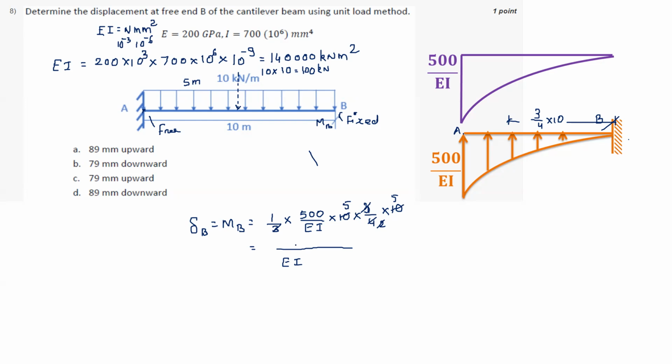89.29. So this will be 12,500 upon 14, 1, 2, 3, 4, so 12,500 divided by 14 multiplied by 1,000 comes to 89.3. So this will be 89 millimeters. The load is in the downward direction, so the displacement will be downward. The option is D.